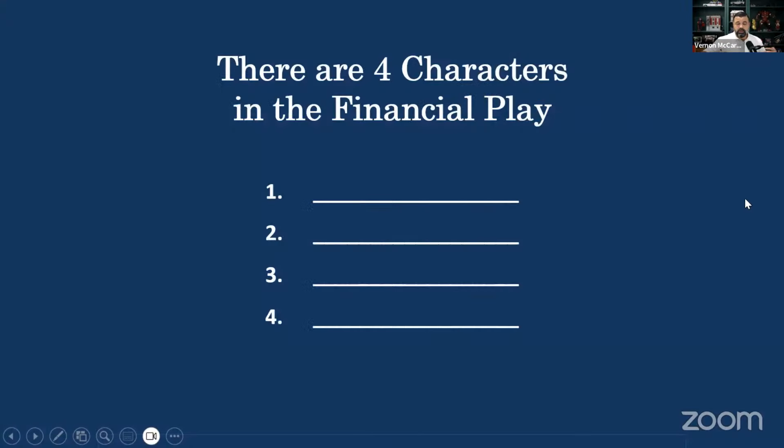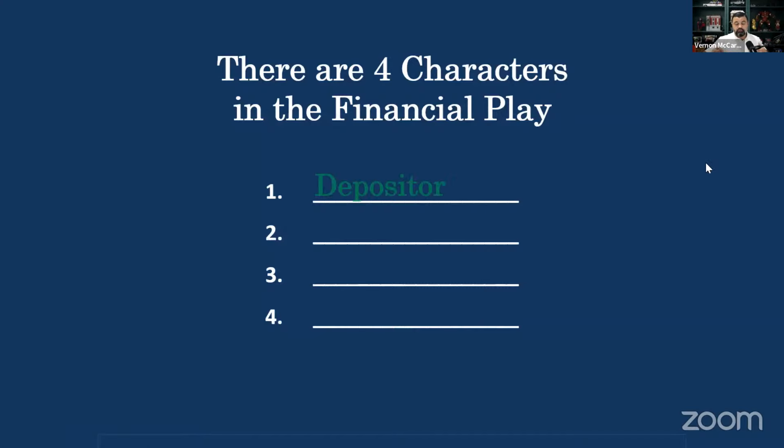Now, something you might not be aware of, and Nelson does a great job of explaining it in his book: there are always 4 characters in the financial play. What do we mean by that? It means no matter what you want to achieve financially, there are always 4 characters. It doesn't matter if you're going to finance a new vehicle, pay off some debt, take advantage of an opportunity, or go on a trip. You have to have 4 characters.